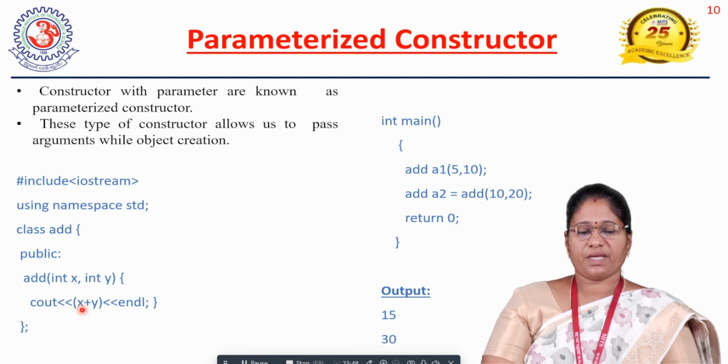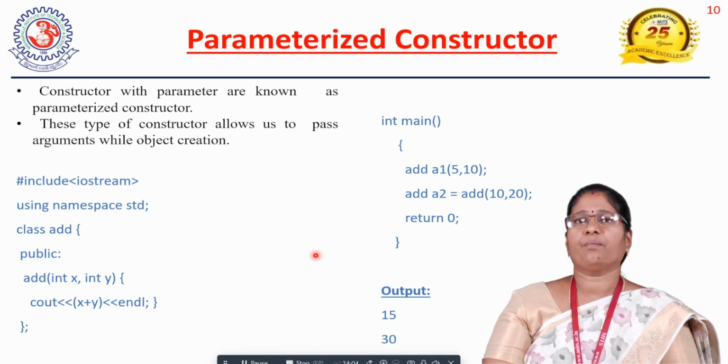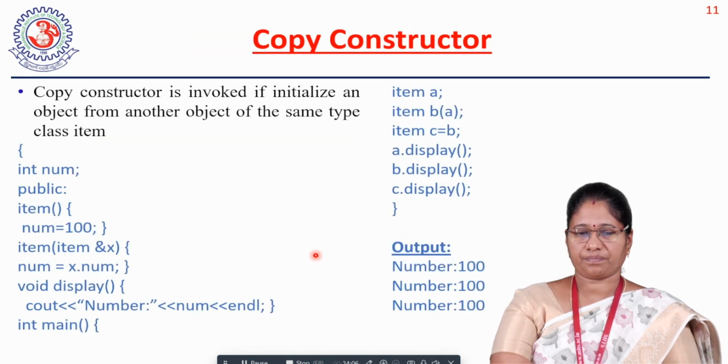So what is the main concept? I want to add these two numbers. For your first object you get 10 plus 5, which gives 15. For the other object you get 10 plus 20, which is equal to 30. Like that we can get our outcome. This is called the parameterized constructor.